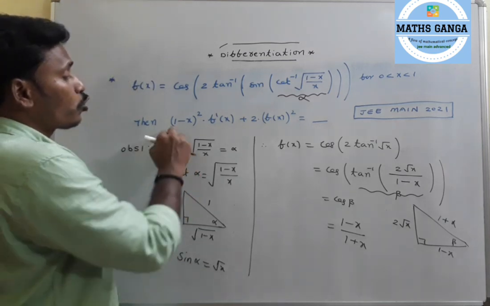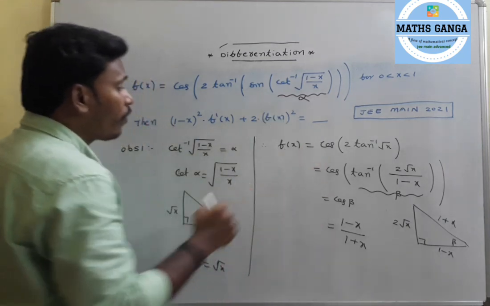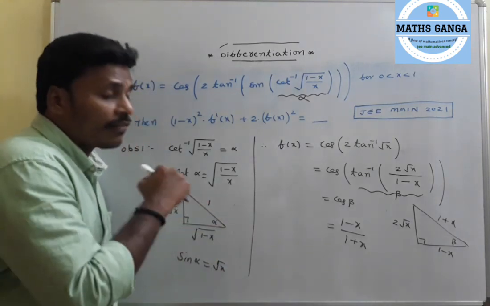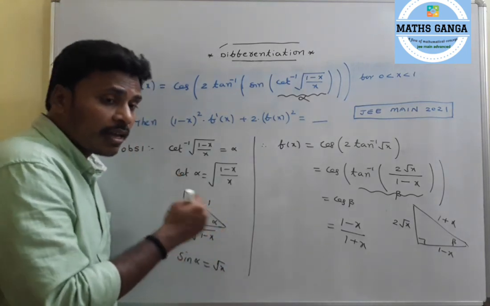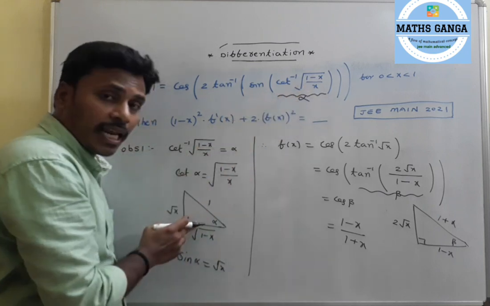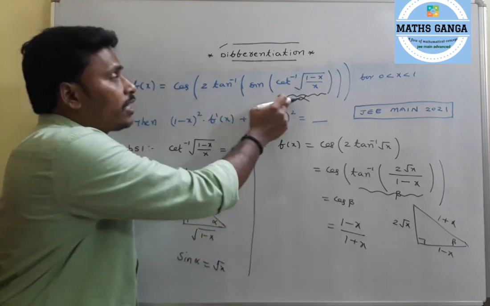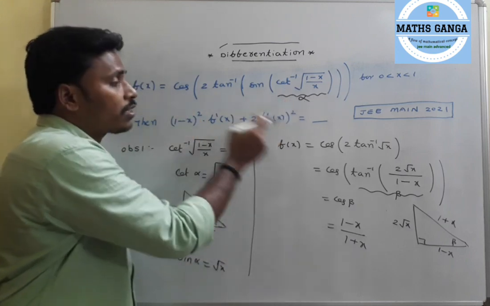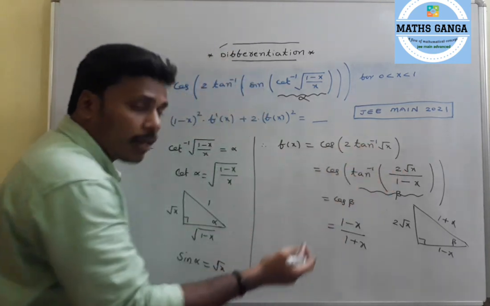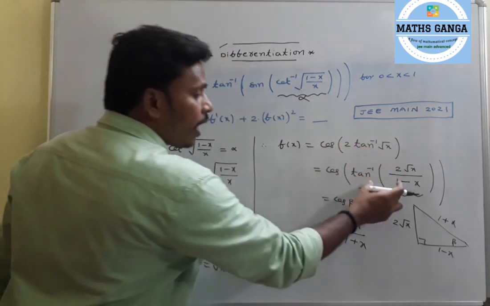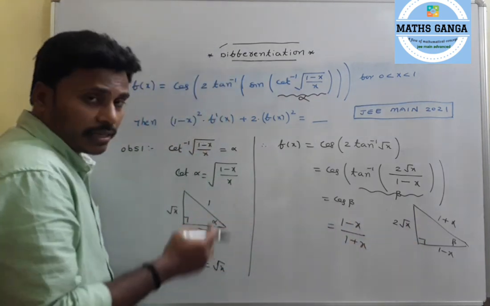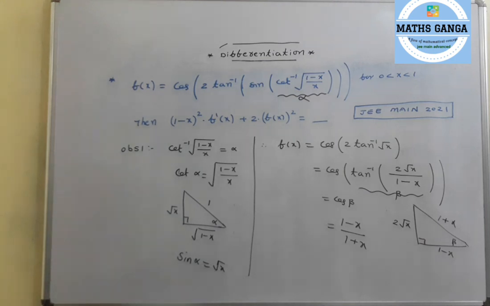But our task is to show the given expression. So after having f of x, we need to calculate f dash of x. Just have a look till now. First of all, take this as alpha, and from a right angle triangle, sin alpha is root x. Replace sin alpha with root x. So this is cos of 2 tan inverse root x. For 2 tan inverse root x, use tan inverse of 2 tan theta by 1 minus tan square theta and mark it as beta. From there, cos beta is (1 minus x) by (1 plus x).